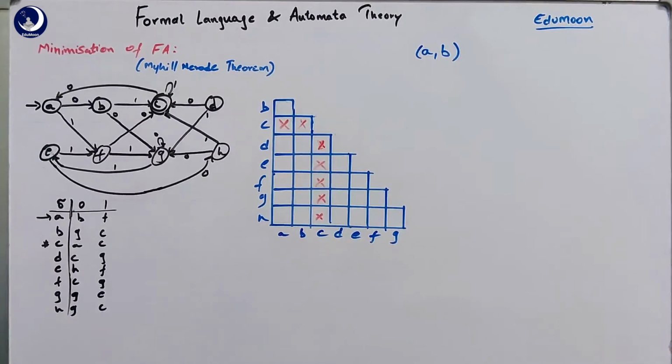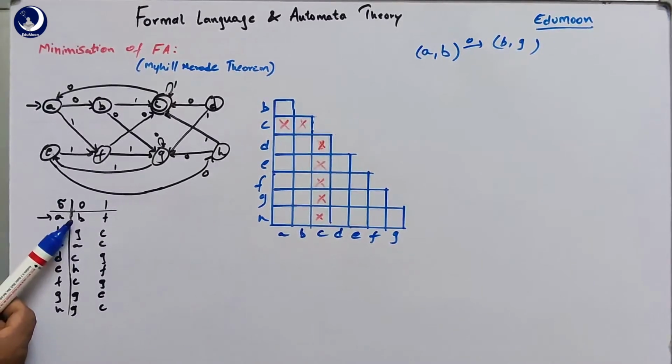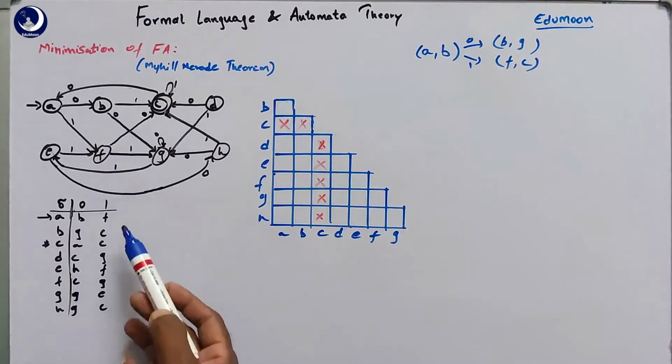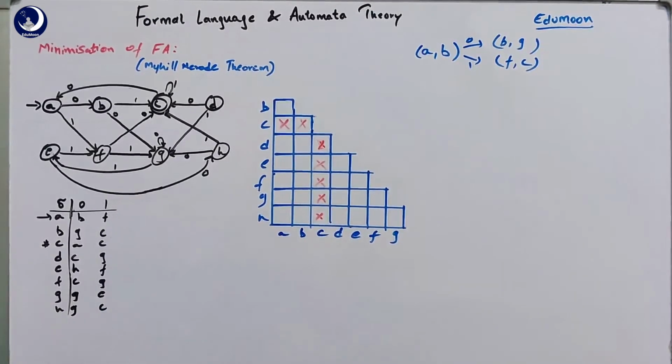So considering the block AB, we check what A on 0 and B on 0 are. So we get a new pair, BG, from the table. You can see A on 0 and B on 0 here. We get B and G here. So that is what we have written there, B comma G. Now we check A on 1 and B on 1. So we get a combination called F and C. You can see FC in this table here. So from BG and FC, that is the combination we got.